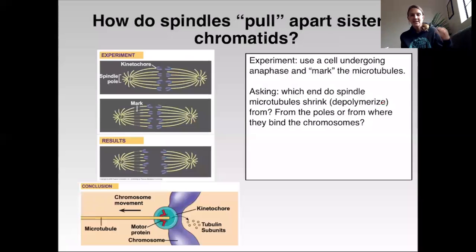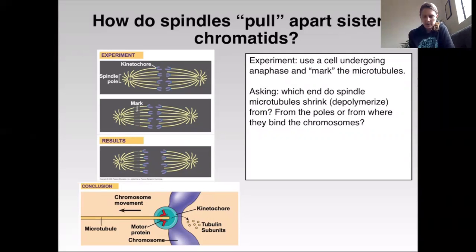Okay, so this is a really cool experiment. Anyway, I'll tell you what's going on here. This is beyond the scope of normal AP Bio, but I think it's really rad. And I like to show you actual data, all right?